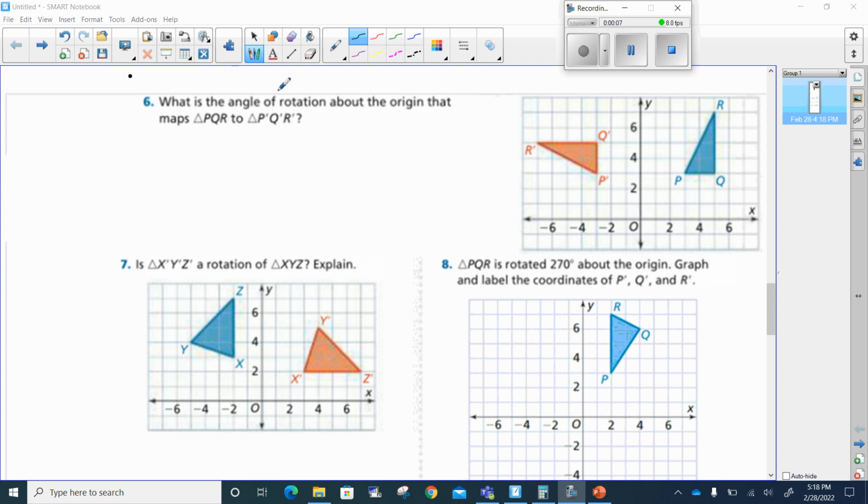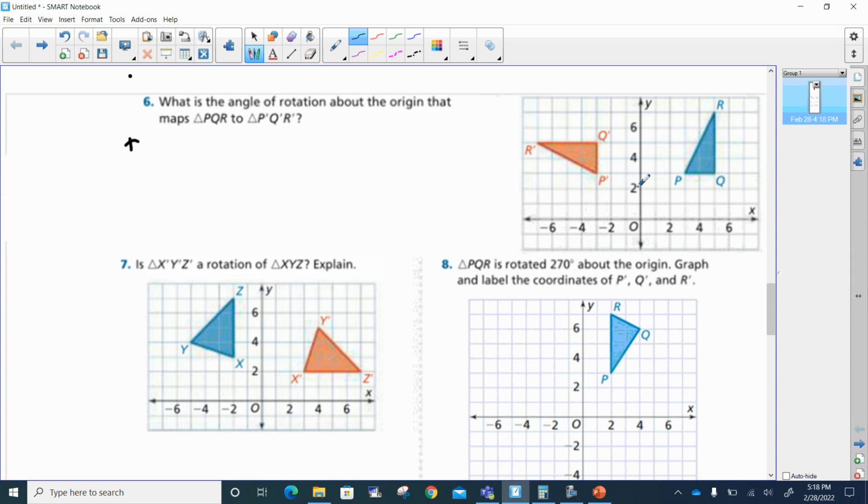First one says, what is the angle of rotation about the origin that takes triangle PQR, that's this one, the pre-image, to PQR prime? So I see that it's going counterclockwise, right? Because we know that clockwise is going like a clock. Counterclockwise would be going backwards. And when we go counterclockwise, that gives us a positive rotation. So we know it's going to be a positive number.